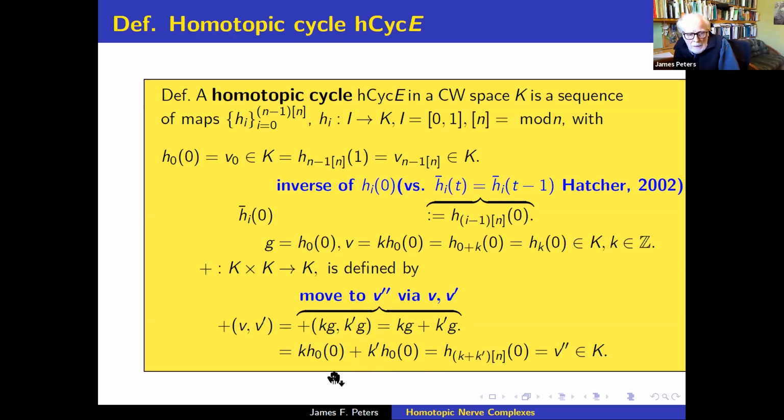And then notice that I can replace G, because G is actually H sub 0 of 0, I can write that as K H sub 0 of 0 plus K prime H sub 0 of 0. And I'm going to take these coefficients and drop them down to the index for that homotopic mapping. And that gives me a new vertex in the CW space.